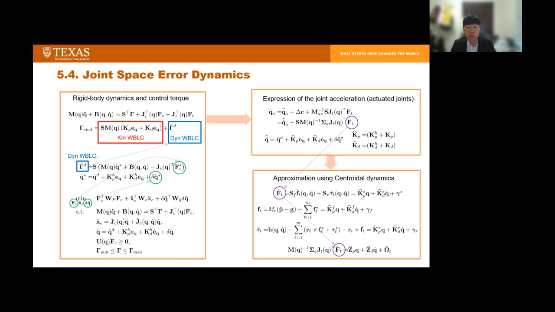Centroidal dynamics enable us to approximate FT without our torque command, as I mentioned. As a result of the approximation, we can express some terms, including FT, in terms of Q dot and some constant term, as shown in the last equation of the right side box.